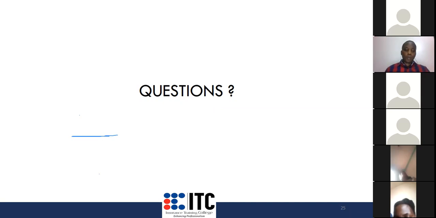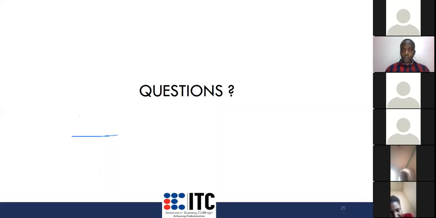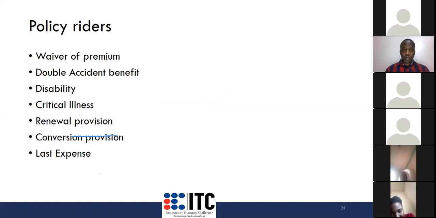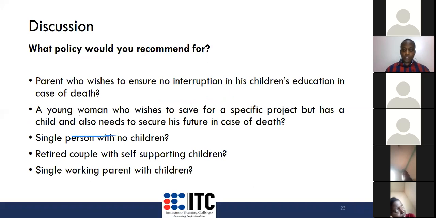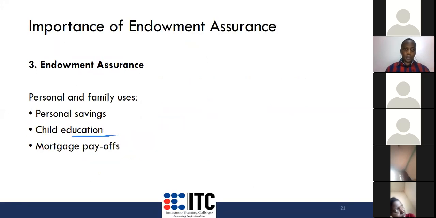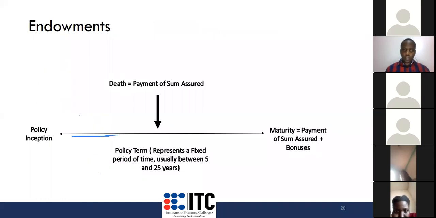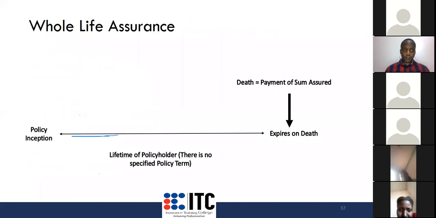Okay, I get you now. First you have to appreciate the fact that we're looking at the generic products. Now, the three generic products we're looking at are the whole life, the endowment, and the term life.